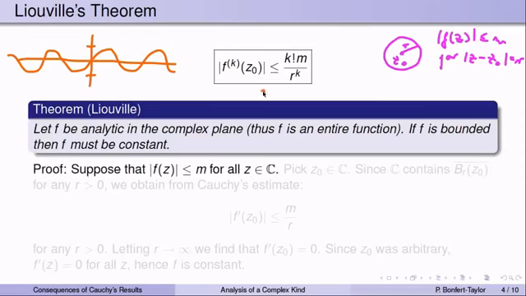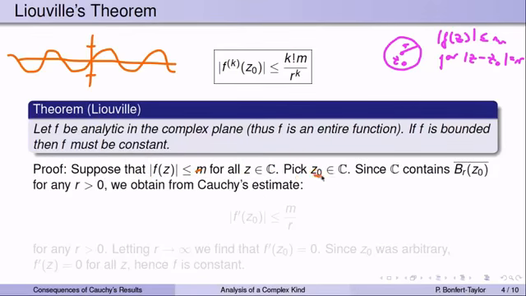Let's look at the proof of Liouville's theorem. So suppose that the function f is bounded, which would mean that the absolute value of f of z is bounded above by some constant m for all z in the complex plane. Pick a z0, any point z0 in the complex plane. Since f is analytic in the entire complex plane, we can put any ball of any radius r around that point z0, and that ball will be one of those balls that is allowable to apply Cauchy's estimate, because the function f is analytic in the entire complex plane. So no matter how large a ball I choose, it'll always fit into the domain where f is analytic.